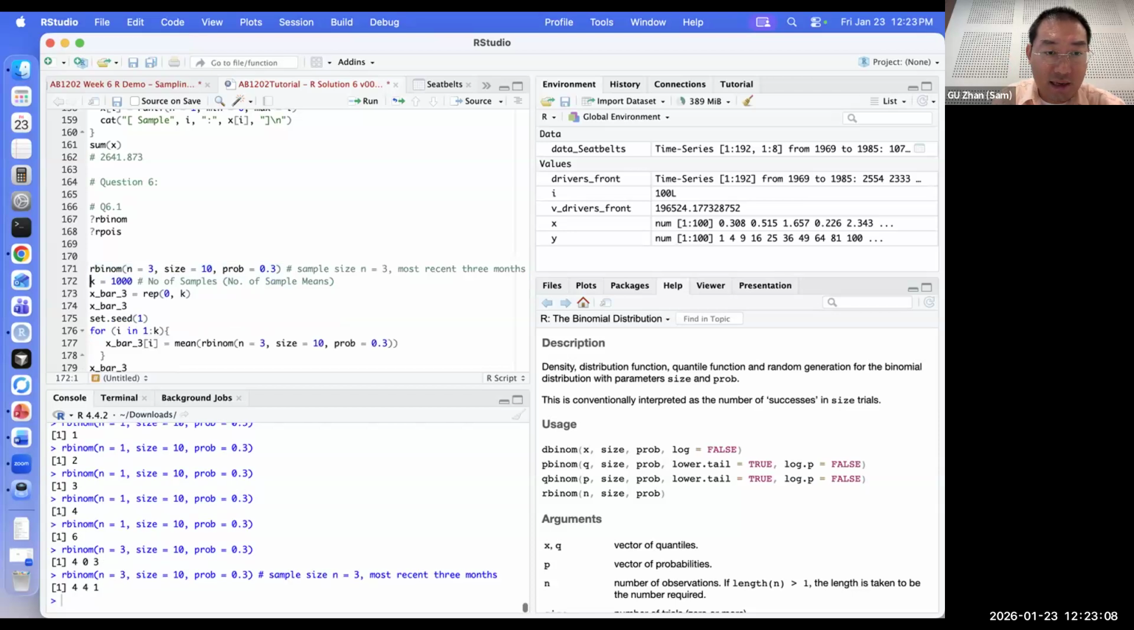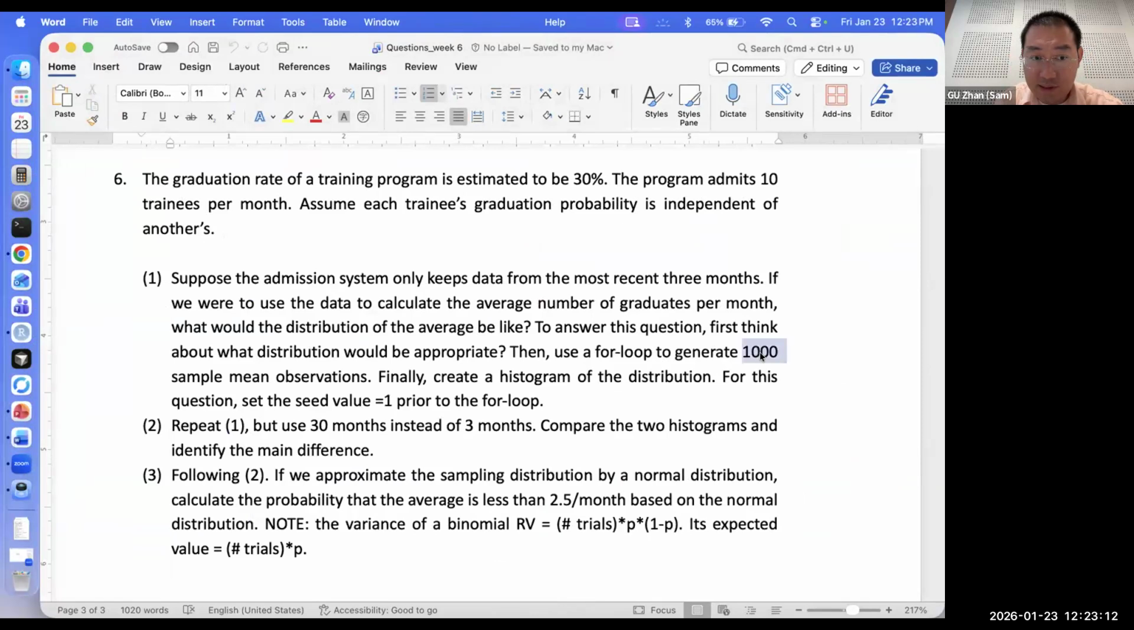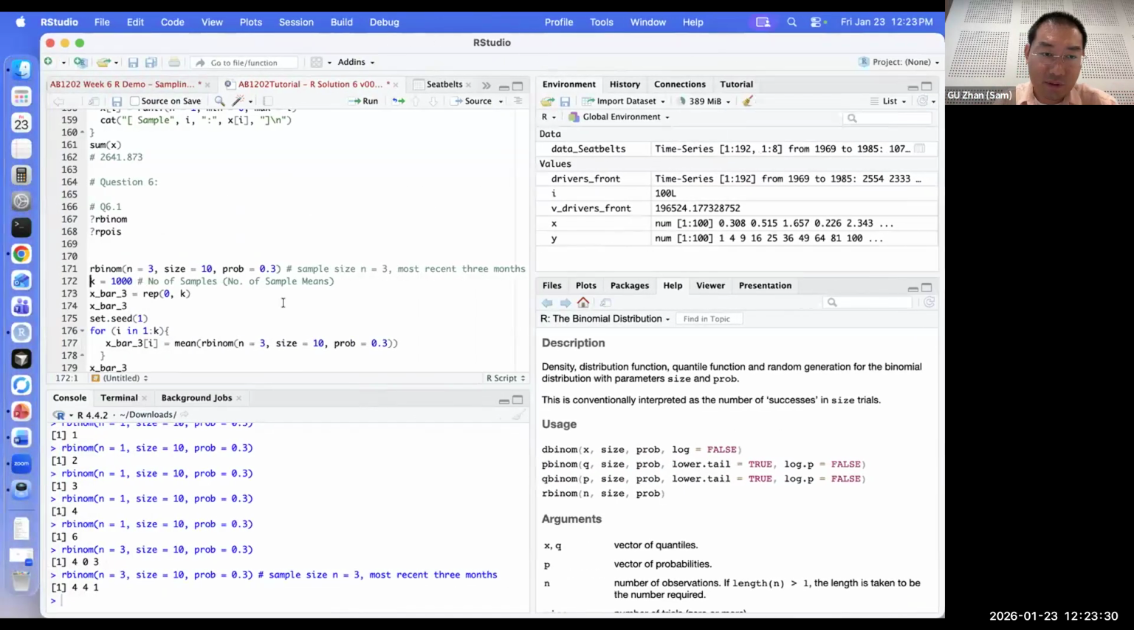Next is the number of samples. Let's use a for loop to generate 1,000 sample mean observations. We need to generate 1,000 samples, so this is the k value. In practice, we need to assign a k value, the number of samples, or else R cannot handle it and we can't actually do the simulation.